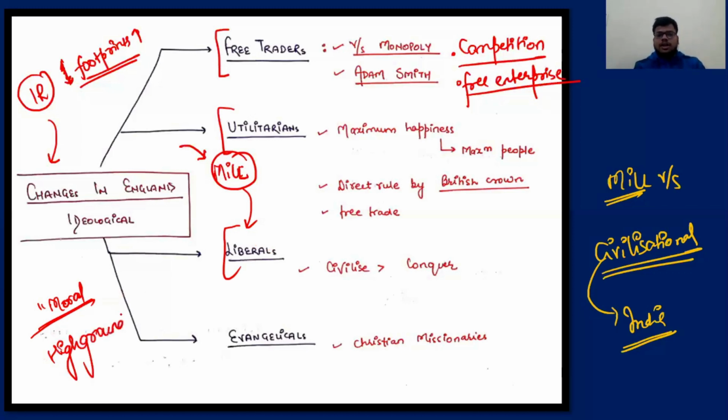So this is the moral high ground with which these people are working. They are working with the moral high ground that we need to civilize these people, which is very important. Now, this is the idea of the free traders, utilitarians, and liberals.